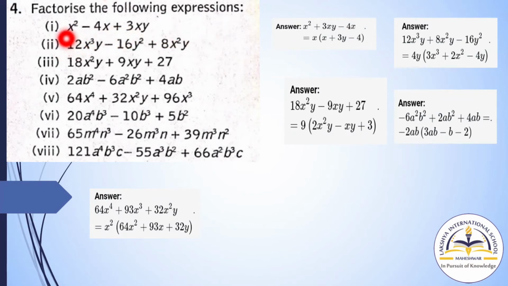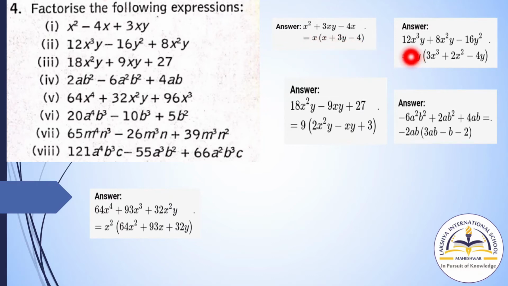Now first question, x square minus 4x plus 3xy. So again you have to find out the variable or a number which we can take common. Now here, x square plus 3xy minus 4x, you can take x as common. Now what will be the remaining term? x plus 3y minus 4. This will be the answer.